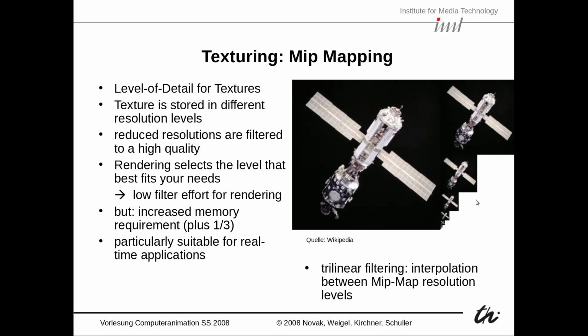And to limit the number of images to store, you apply a so-called trilinear filtering, which is an interpolation between mip map resolution levels. So you can imagine trilinear because you have 2 dimensions in the image, and then there's the 3rd dimension across the different resolutions here, so that you have the best resolution or the fitting resolution for your object.